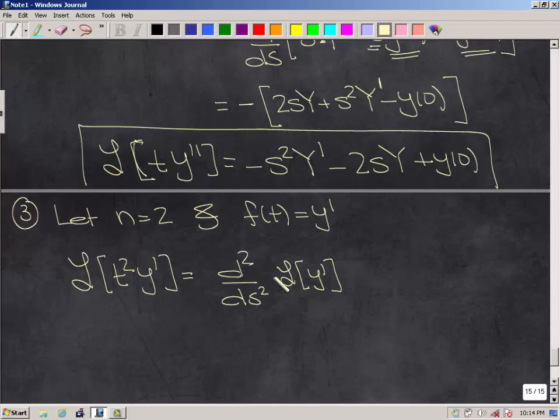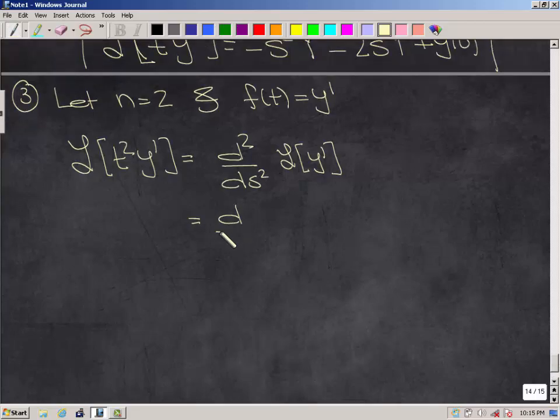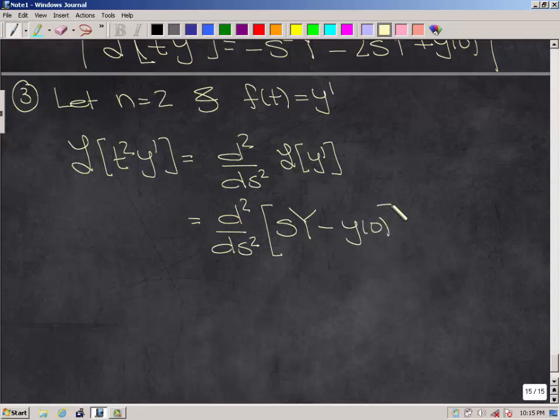All right, I do know that, so let's do that. What do we get here? By the way, the reason why there's no negative 1, like I said, n is 2, so that's why it becomes just a positive 1. Okay, so we get d squared ds squared. What is the Laplace of y prime? It's s times big Y minus y of 0. That's what it is. All right. So let's see, what do we get here? Let's go ahead and take the derivative. We'll have to use what? Product rule. So I have to take the second derivative. So we'll start by taking the first derivative.